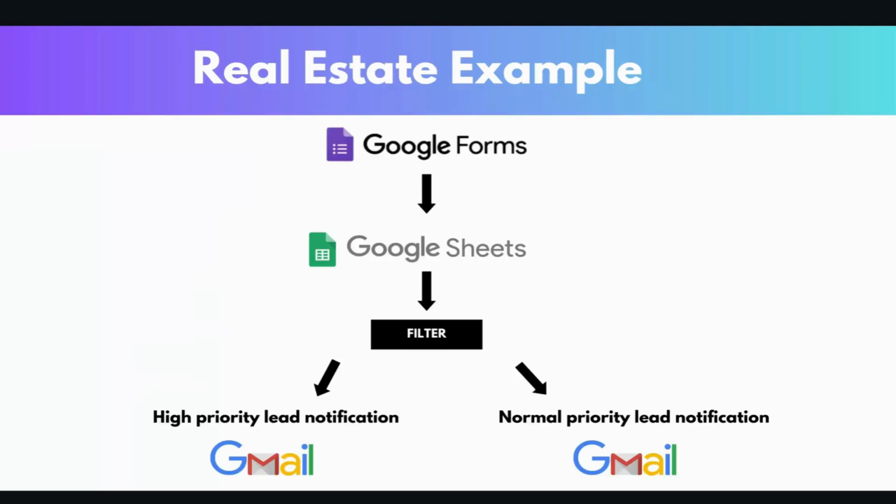So we'll be creating a system that automatically prioritizes leads based on their urgency, sending you instant notifications for hot prospects. So here's a quick overview of how the system works. We're going to use Google Forms to collect the lead data. Then we're going to add it as a row in Google Sheets. And then within the Make platform, we're going to add a filter to notify us of a high priority lead or a normal priority lead. Okay, so that is enough theory for now. Let's go ahead and help you create your first Make automation.